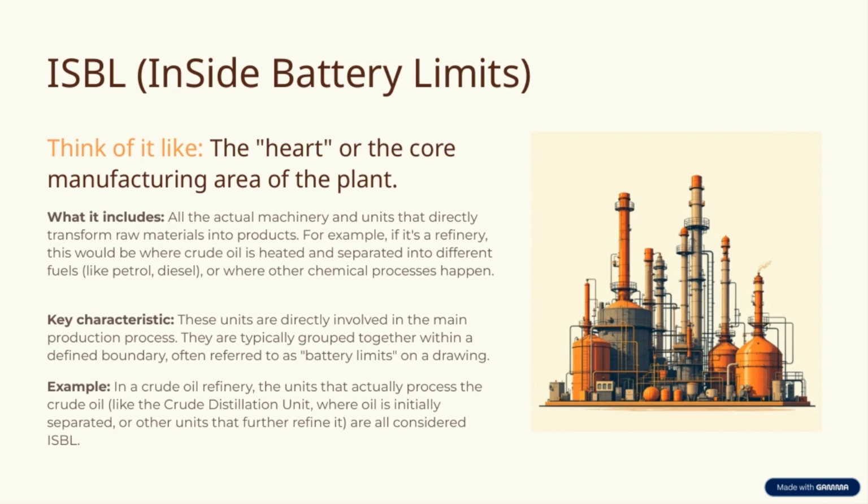They are typically grouped together within a defined boundary, which you might see on engineering drawings referred to as battery limits. To put it simply, in a crude oil refinery, the units that process the crude oil, such as the crude distillation unit, where the initial separation occurs, or other refining units, are all considered part of the ISBL. Understanding ISBL is important because it highlights the core operational area of the plant, where the main transformation of raw materials into valuable products happens.